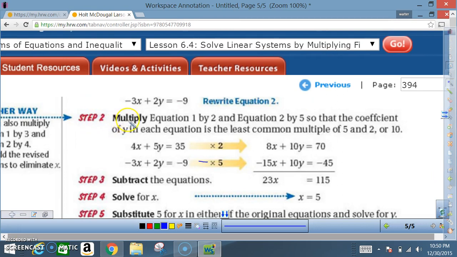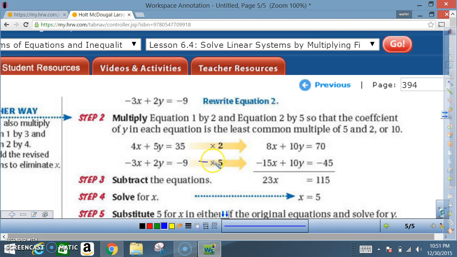Step 2. Multiply equation 1 by 2 and equation 2 by 5 so that the coefficient of y in each equation is the least common multiple of 5 and 2, which is 10. So multiplying the top equation by 2, you end up with 2 times 4x, which is 8x, 2 times 5y, which is 10y, and then 2 times 35, which is 70. But instead of multiplying by 5, we're going to multiply by negative 5.